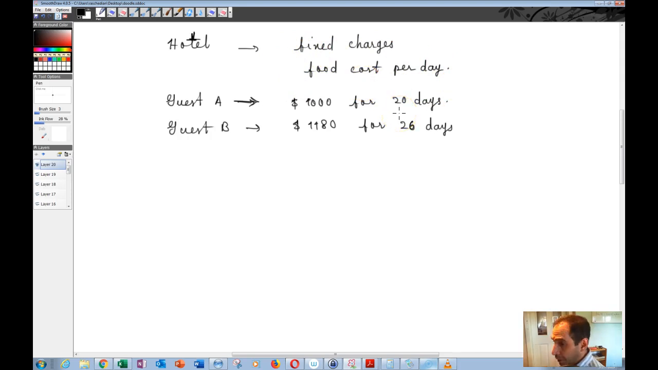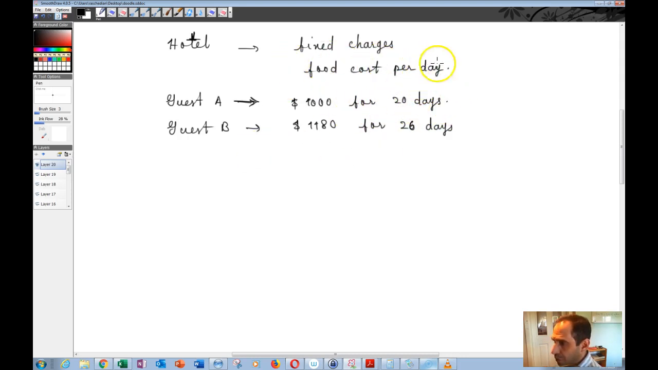Okay, so now you want to find the fixed charges and the food cost per day that a guest has to pay at this hotel. In order to find that, you know that this guest A, who paid $1,000, paid the fixed charges that everybody has to pay, and he has paid 20 days worth of food as well.